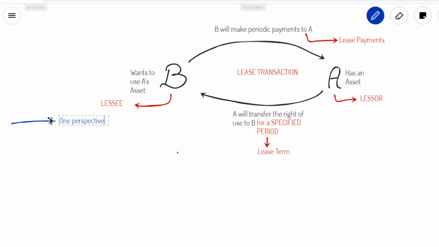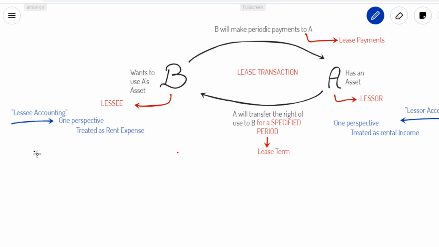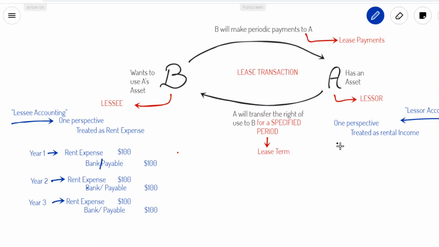So one way would be to look at that transaction as a simple rental transaction, and every year when the lessee pays that rent, it will be recorded as an expense in the books of the lessee and as an income in the books of the lessor, if it was treated as a rental transaction. At the end of year one, the lessee would make an entry that it would debit its rental expense, and credit its payable or bank. And the entry at the lessor would be that the lessor would credit its rental income and debit its bank or receivable, right?